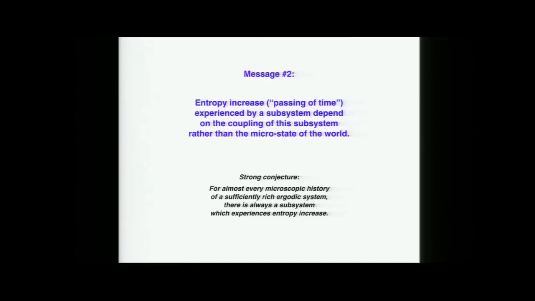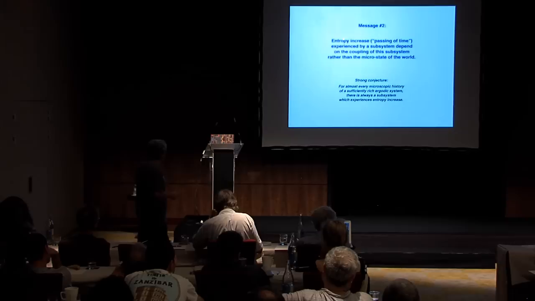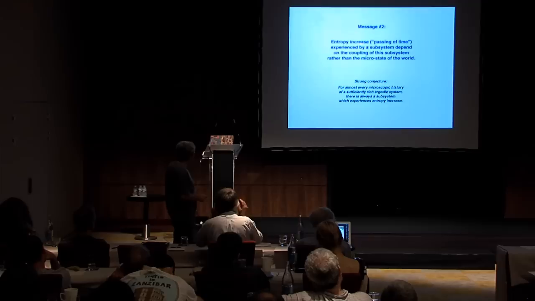I use a sort of anthropomorphic language, but there's nothing anthropomorphic here. There's a subsystem interacting with the rest of the world through some variables. These variables define a macroscopic variable, so they define a coarse graining, and therefore define a thermodynamics of the heavy particles as they affect the small particle. So this is number two. Entropy increase, passing of time, experience, again, this is fake anthropomorphic language, there's nothing subjective here. It affects a subsystem, depending on the way the subsystem is coupled to the rest of the world.